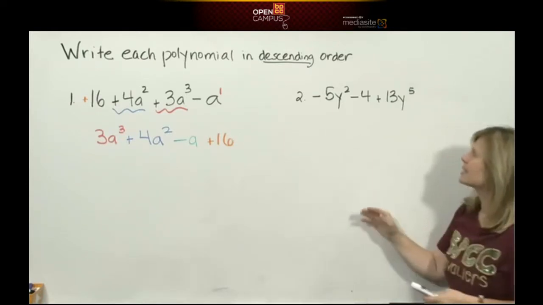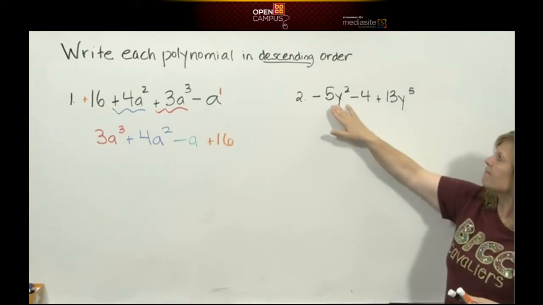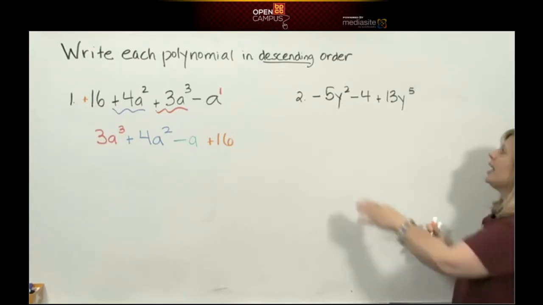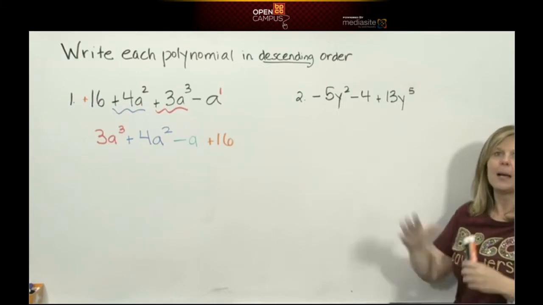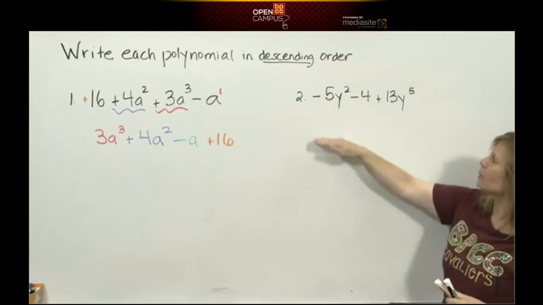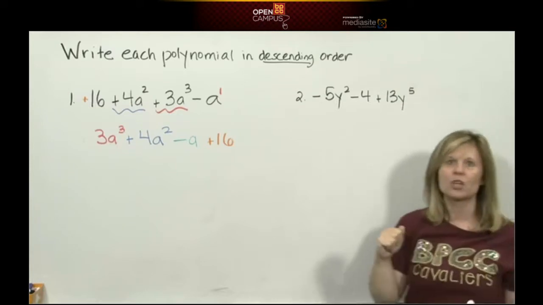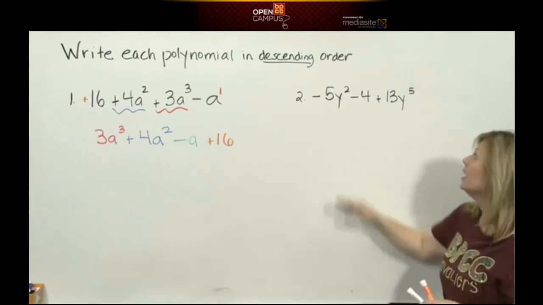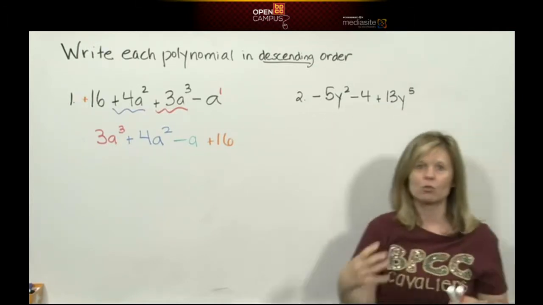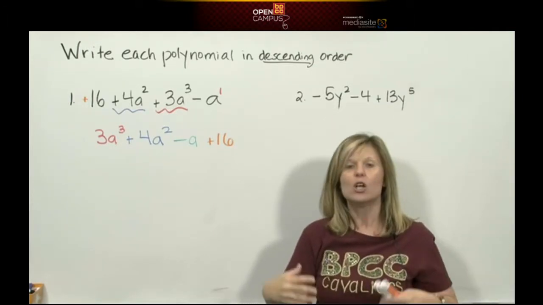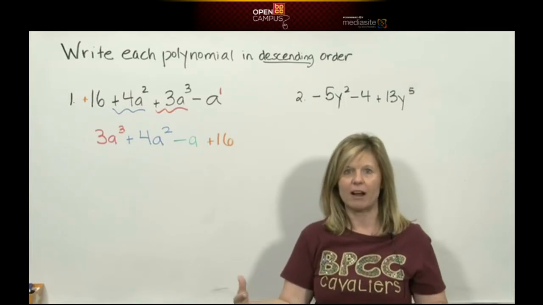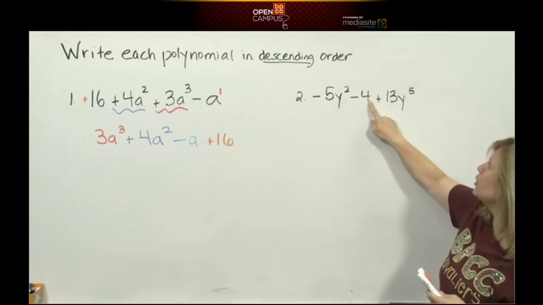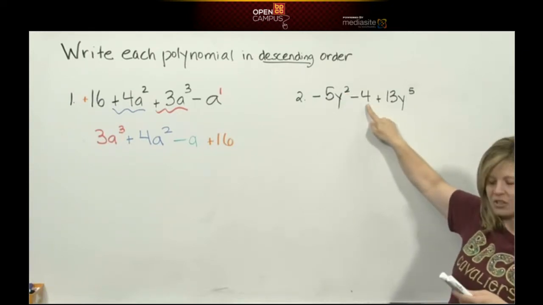All right, let's look at our last example here. Negative 5y squared minus 4 plus 13y to the 5th. Again, if you look, I have a polynomial. Now this polynomial has 1, 2, 3 terms. So what is it called? That's right, it's called a trinomial, for 3. We have to have these terms written in the correct descending order. So we're looking at the exponents on the variable. So if you look, we have an exponent of 2. We do not have an exponent at all because this is our constant 4.